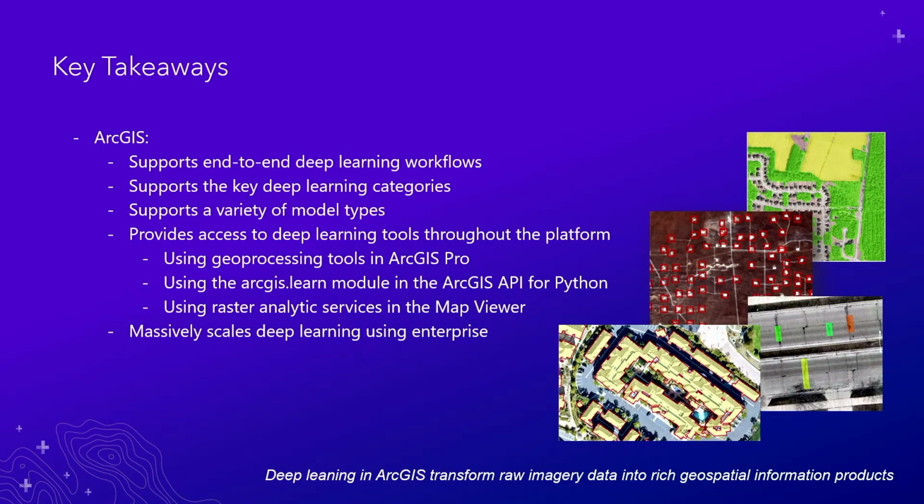So, summarizing the key takeaways, ArcGIS supports end-to-end deep learning workflows, all the way from capturing training samples to running inferencing. We support the key deep learning categories within ArcGIS. We support a variety of model types, and we showed demos for most of them. The deep learning tools are accessible through the platform as GP tools in ArcGIS Pro, through ArcGIS Learn modules in the ArcGIS API for Python, and it's also available as raster analytics servers to be run through image server. Lastly, your deep learning processes can be scaled massively using image server.